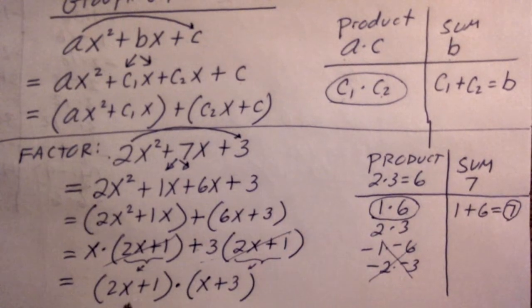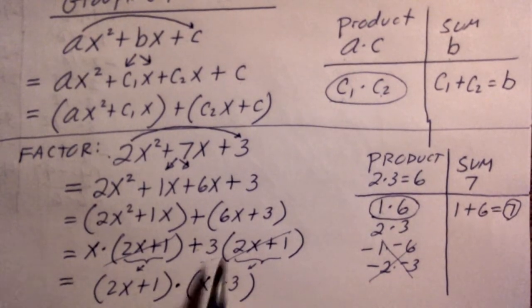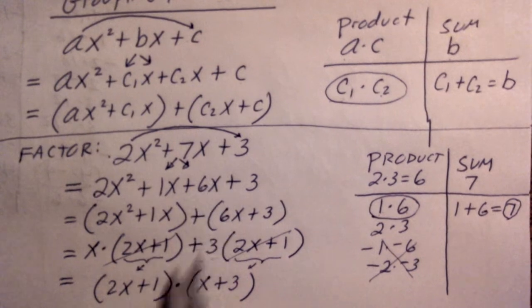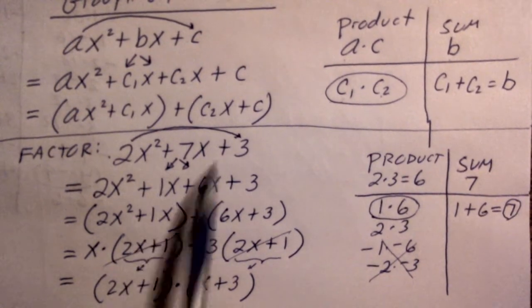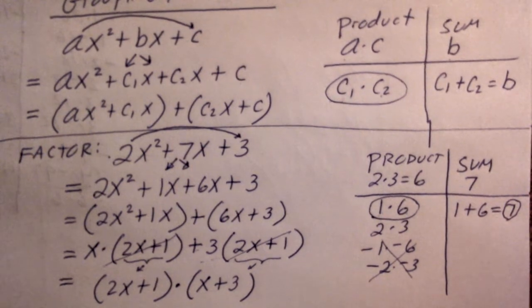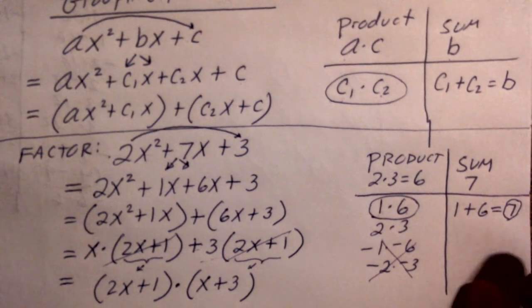And ladies and gentlemen, this is the factorization of this difficult trinomial up here. This is called the grouping technique for factoring that difficult trinomial. Let's try another one. Okay, so we will factor this one here.